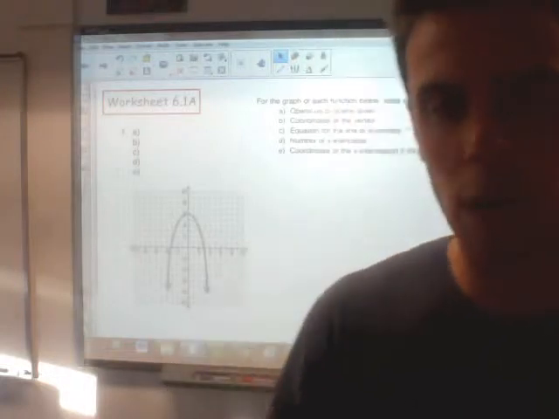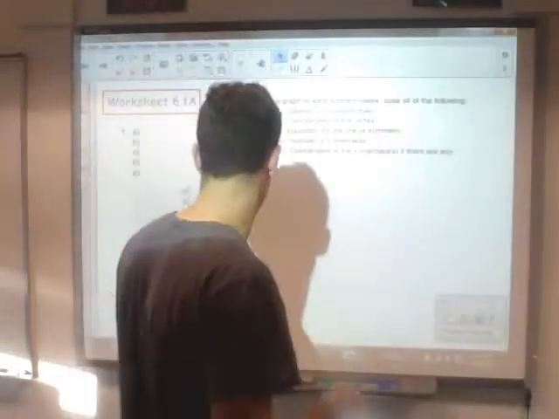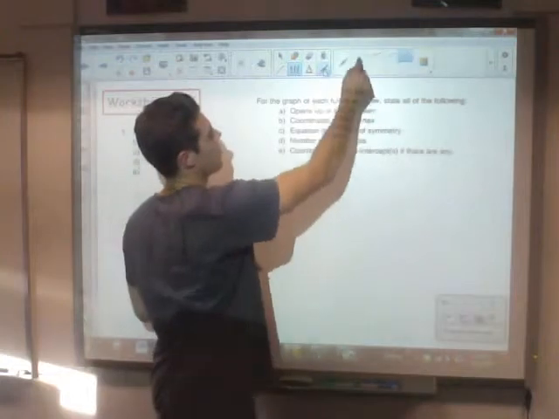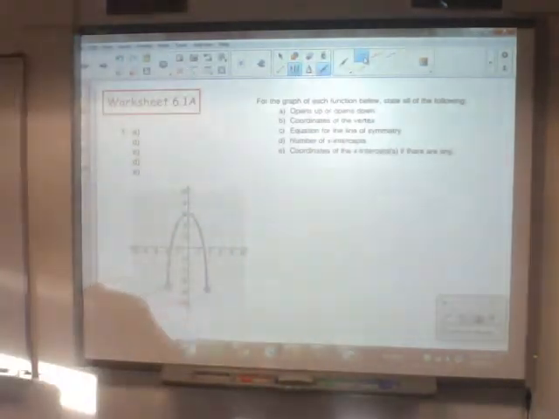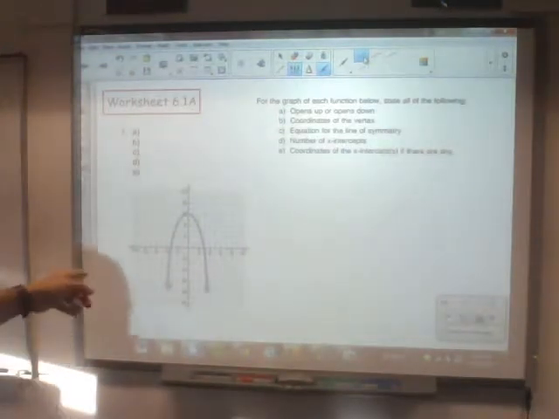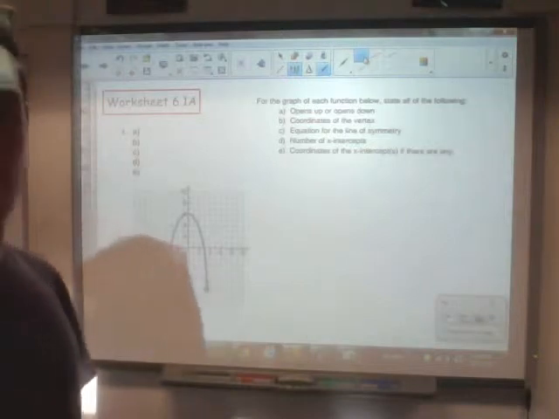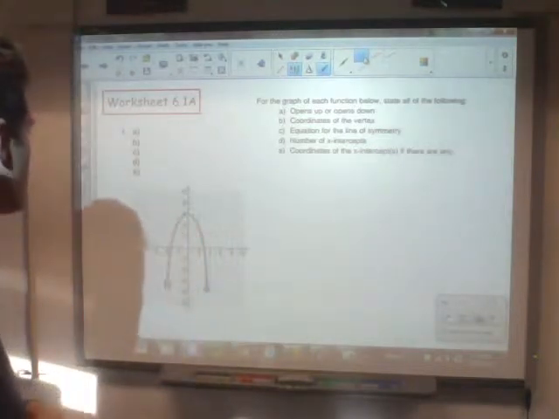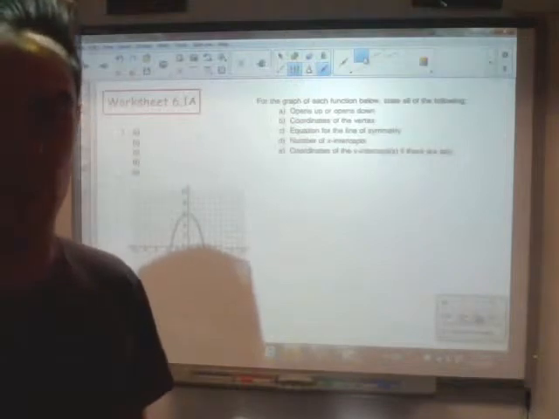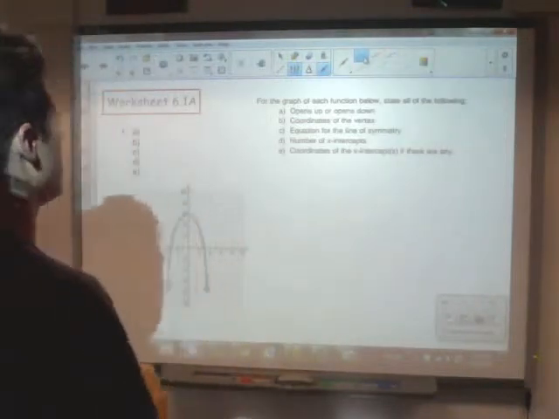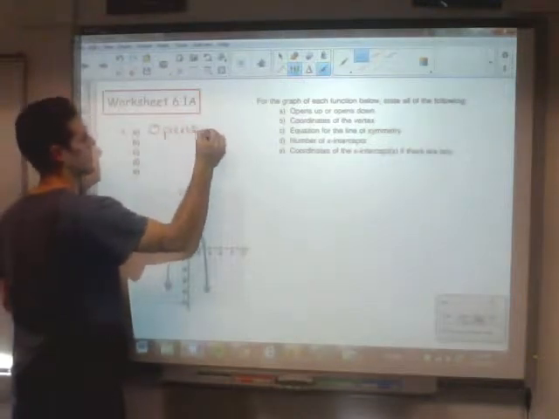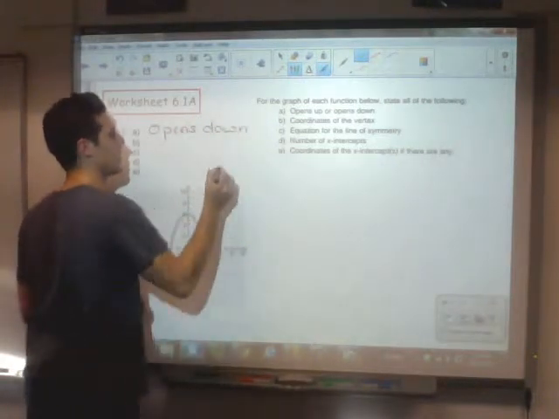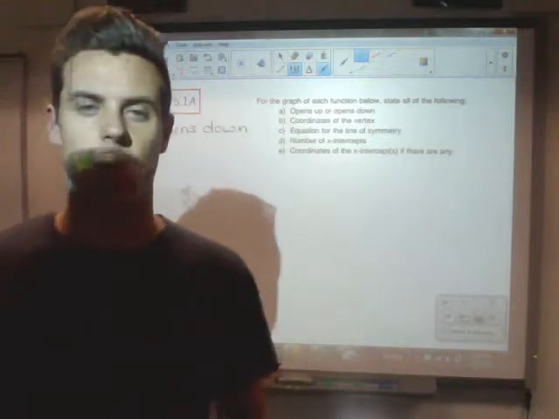So for number 1, for example, part A says, does this parabola open up or does it open downward? Well, it looks to me that this parabola, by the way the arrows are pointing, if that was a bowl of cereal, you wouldn't have anything left inside of it anymore. That is a downward facing parabola. So this one opens down.